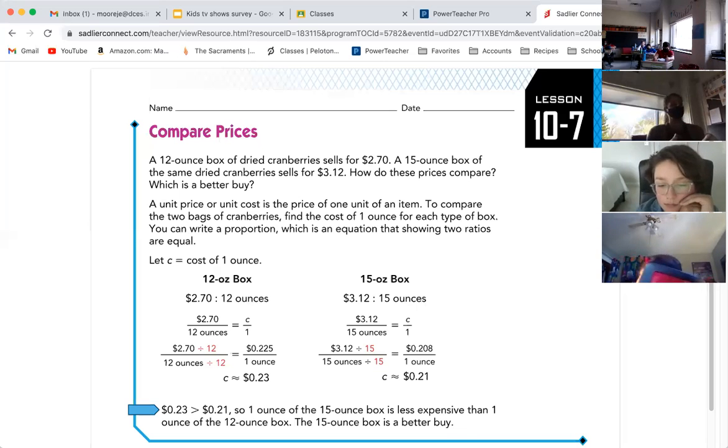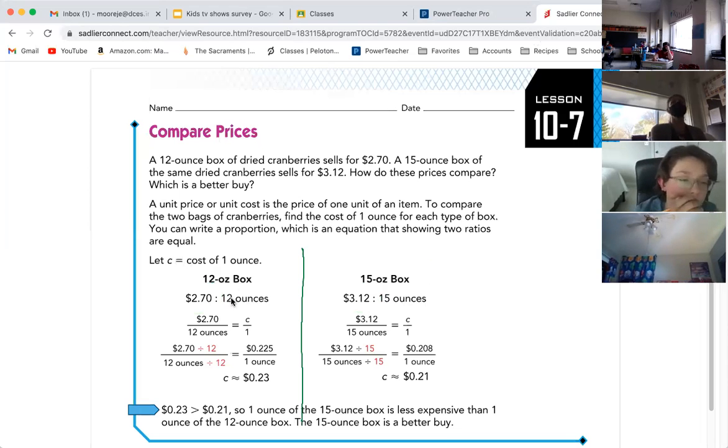So in this example, they're comparing two things, right? The cost of a 12-ounce box and the cost of a 15-ounce box. But if you just look at these two scenarios on your page, obviously $2.70 is lower than $3.12, but this box you're getting more product, right? So in order to figure out the overall value per ounce, we're going to compare it to the unit rate. We're going to set up what's called a proportion.